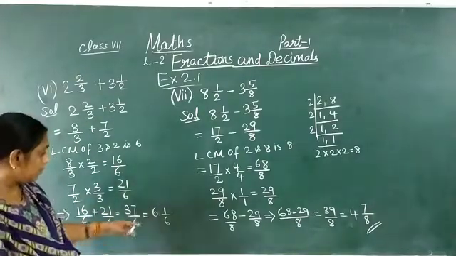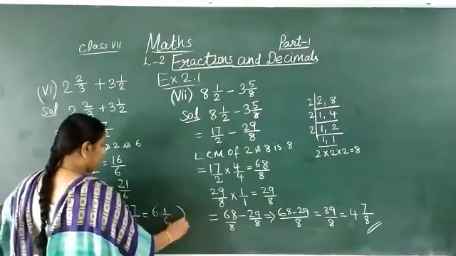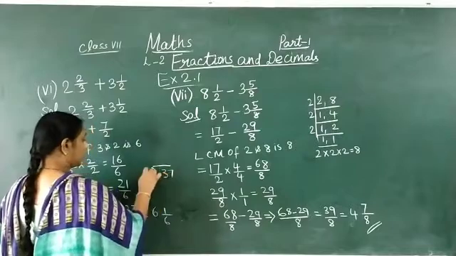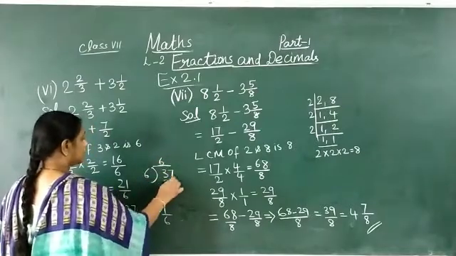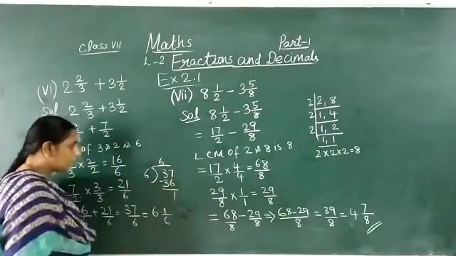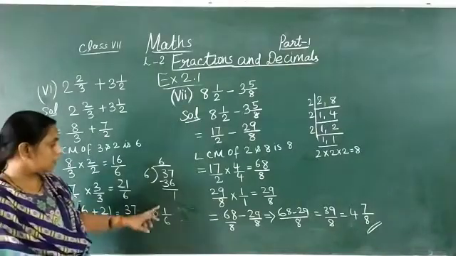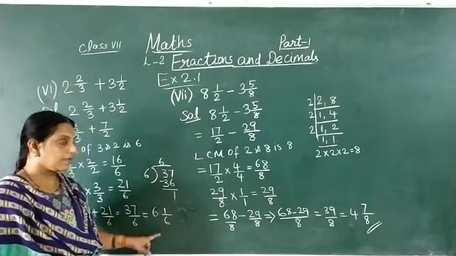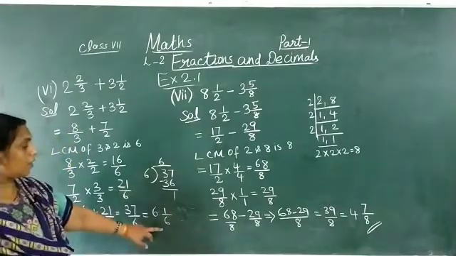So in the 6 table, 37, how many times will it go? In the 6 table 6 times, 6 6s are 36. So the remainder you will get is 1. So 6 1 by 6, 6 is the quotient, 1 is the remainder and 6 is the divisor which we are getting down, that is the divisor.